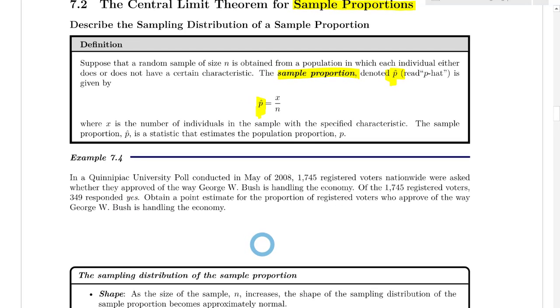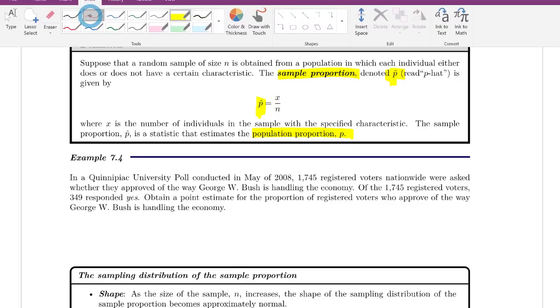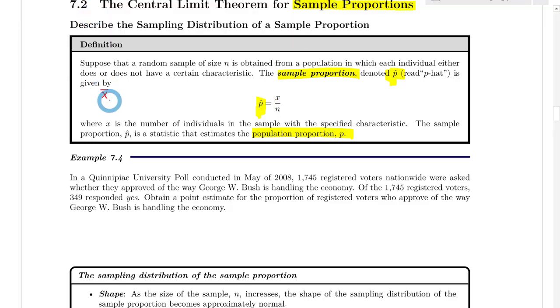And we denote the population proportion as just p. So p hat means sample, and p means population. It's similar to x bar, which was the sample mean. So something on top of the letter would denote the sample, right?